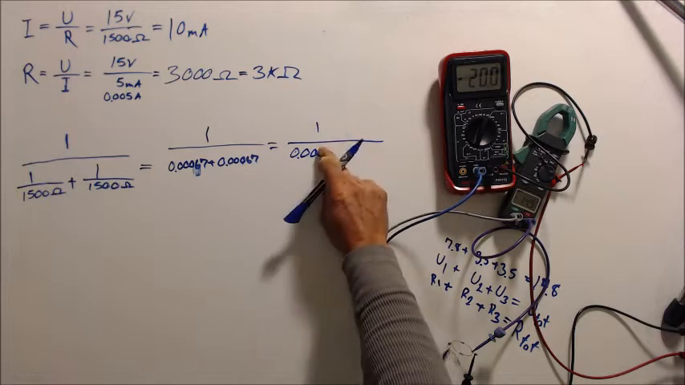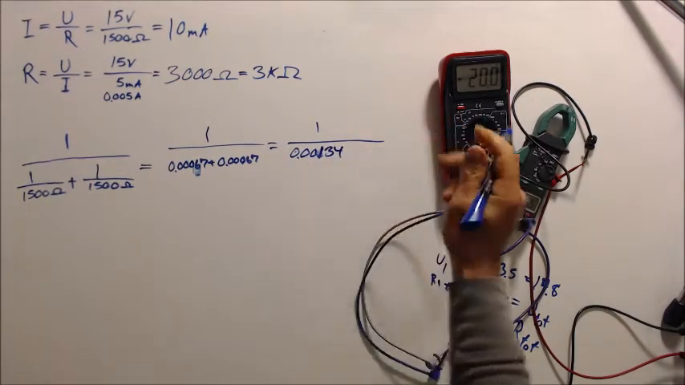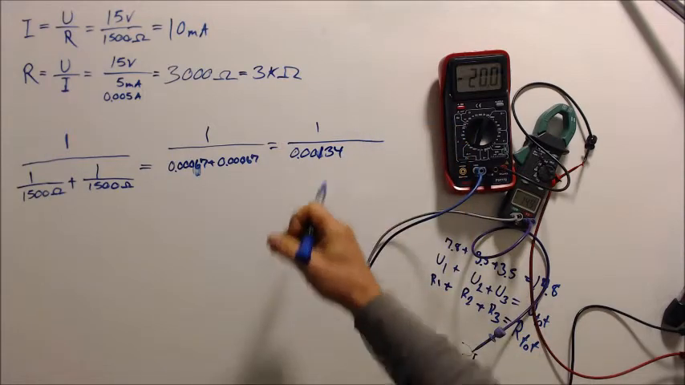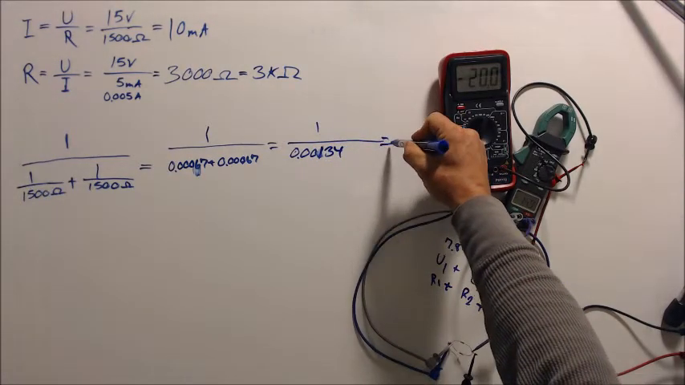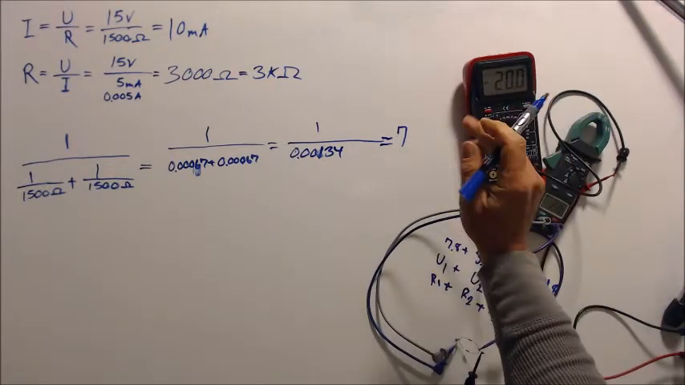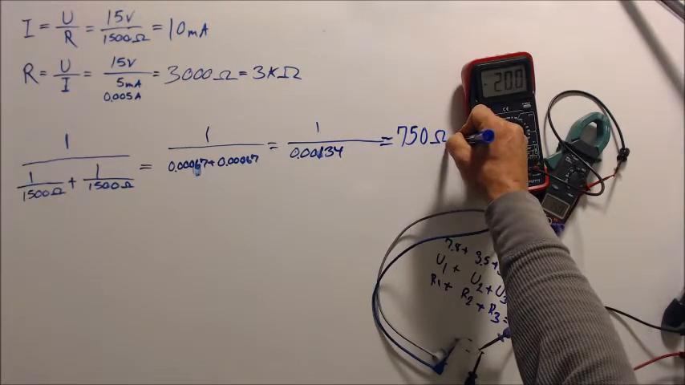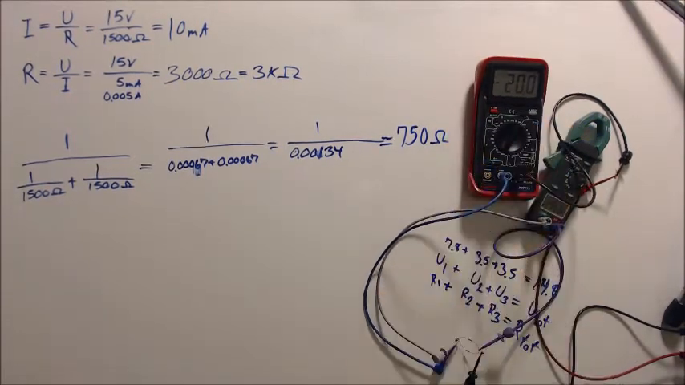And oh, wait. This is what you get out of it. And when you take that and divide it up into 1, you get 750. We're getting further and further over here. So 750 ohms. Interesting.